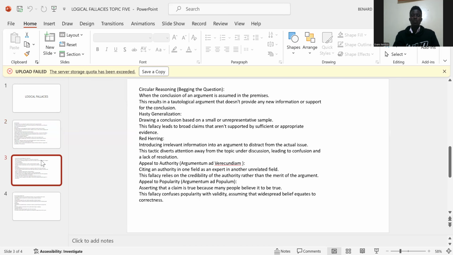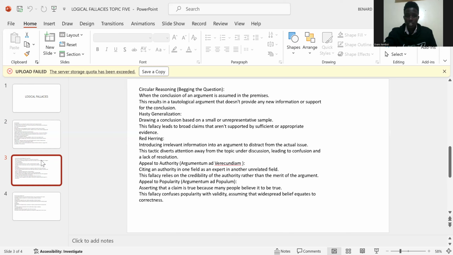As we move on, we have circular reasoning, that is begging the question. When the conclusion of an argument is assumed in the premises, this results in a tautological argument that doesn't provide any new information or support for the conclusion.